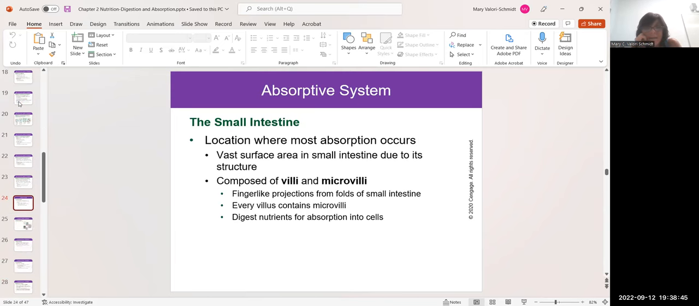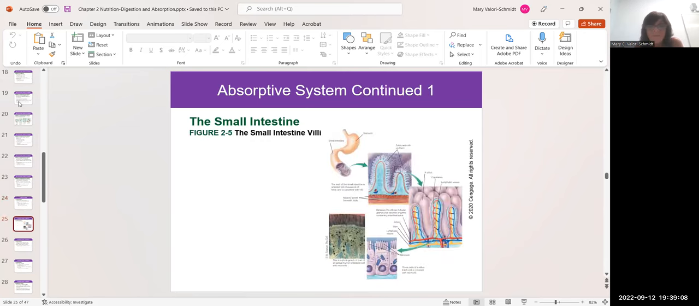Let's see. And so they talk a little bit more about the absorption in the small intestine. In the small intestine, you have these little, almost like little fingers, called villi and microvilli. They help with the absorption of the different nutrients, and they help move things along, like little fingers to help push things through. And there's some nice pictures on that slide.